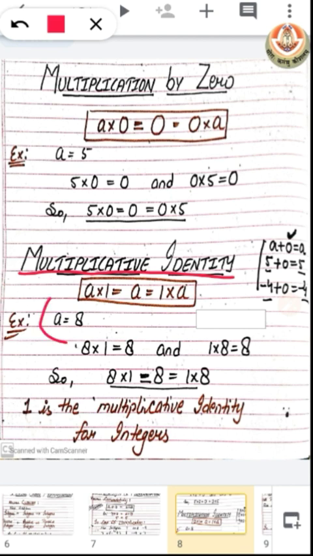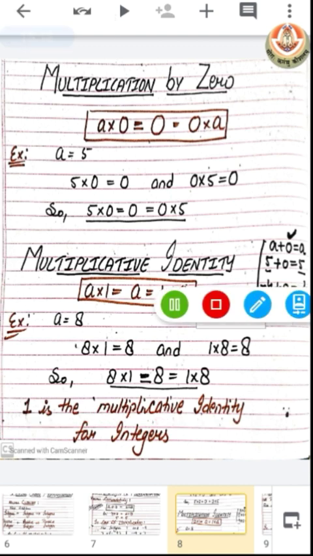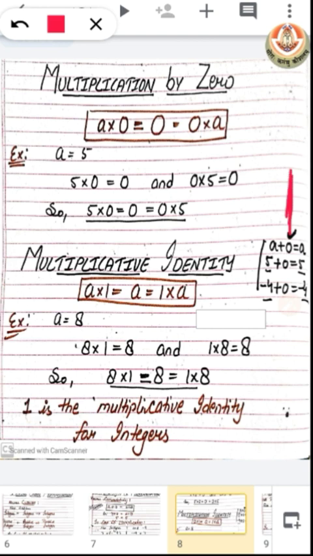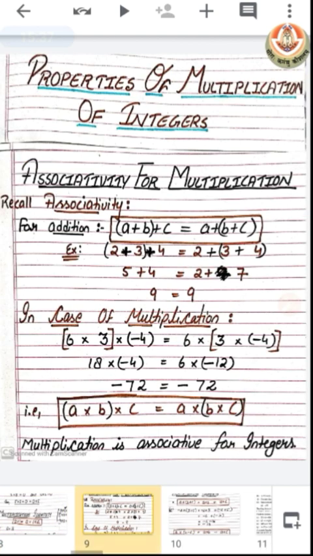Let's take an example. When we multiply 8 with 1, we get 8 as the answer. Means the integer itself is the answer. And when we multiply 1 with 8, it is 8. That means the commutative case. Okay. So we can say that 1 is the multiplicative identity for integers. Okay. Don't get confused. 0 is the additive identity, and 1 is the multiplicative identity. Okay, good. Let's move on to another property.